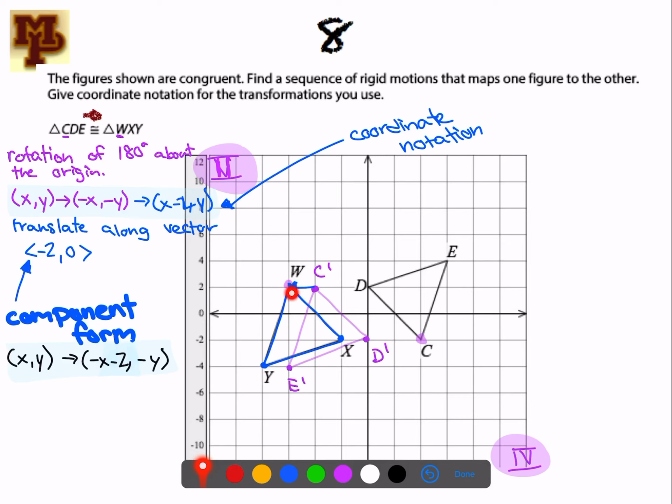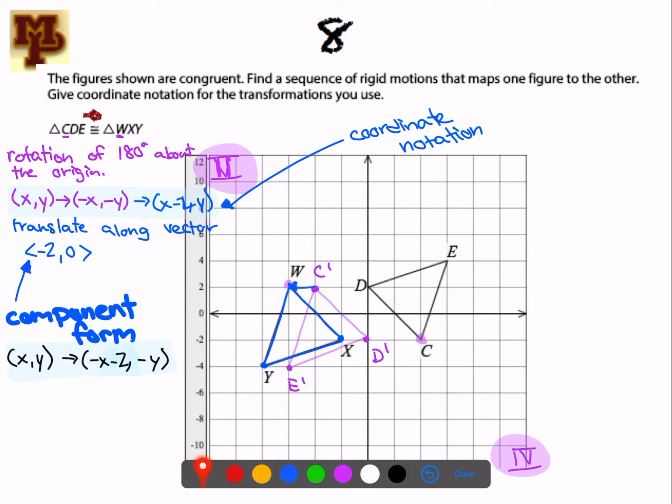So again, all of our work is right here. This can all be different. You can go about it a different process to get here, but our end goal should be the same. At the end of it, it should look relatively similar. So xy turns to negative x minus 2, comma, negative y.